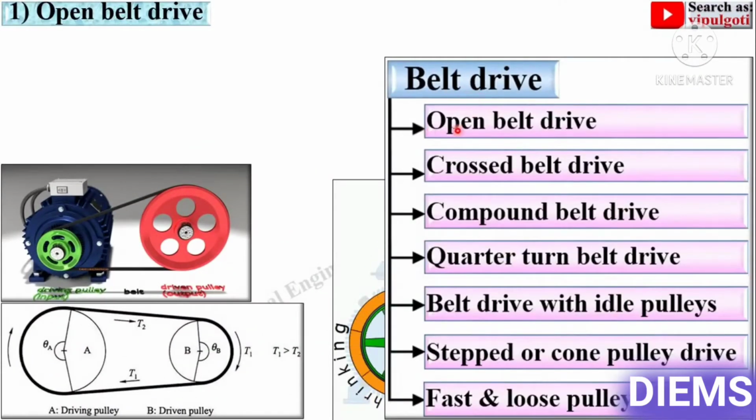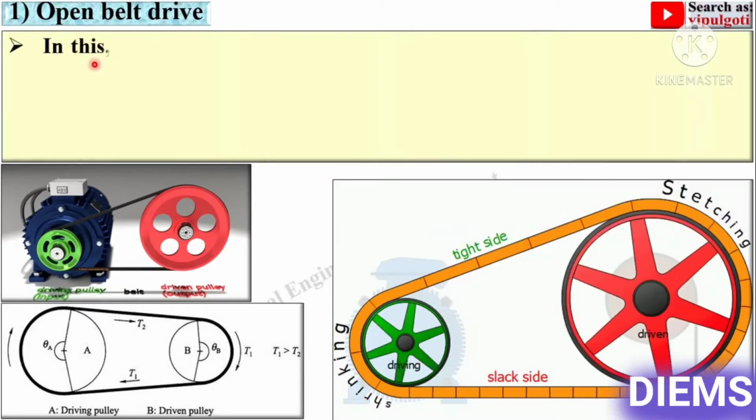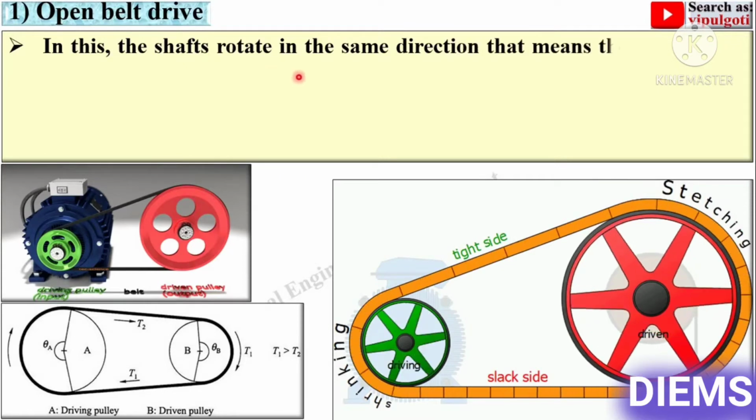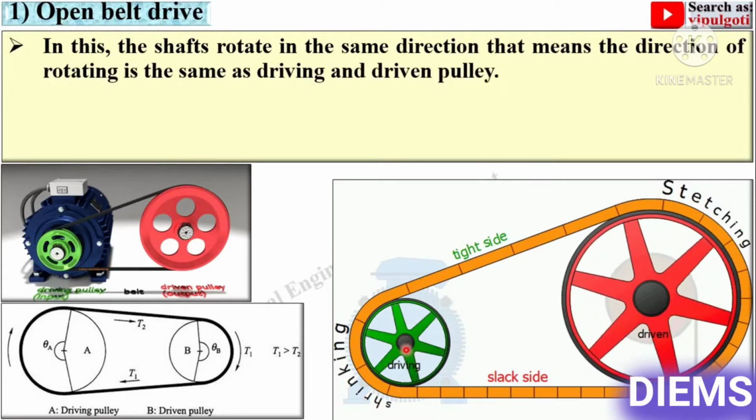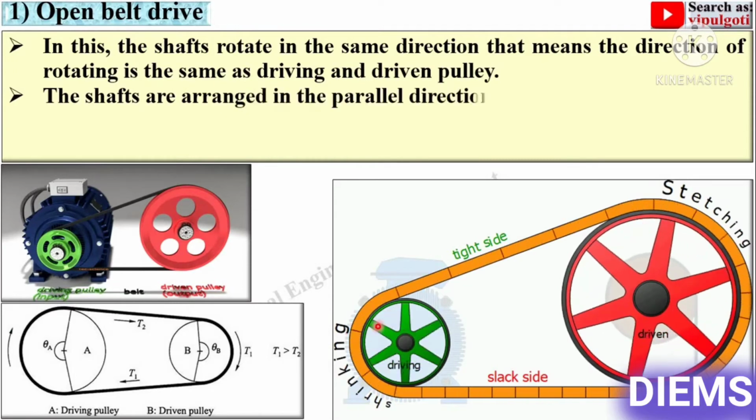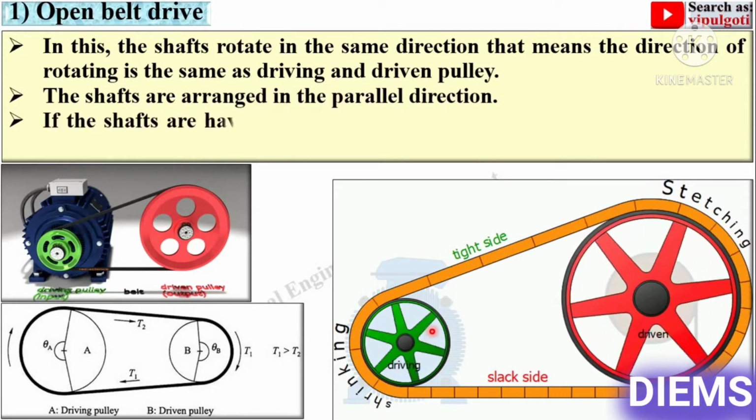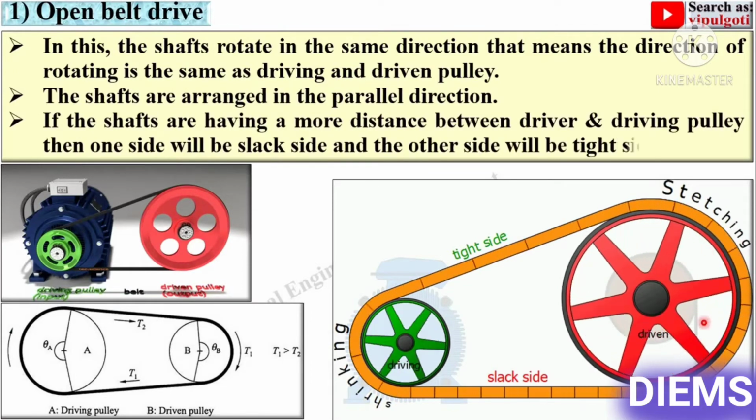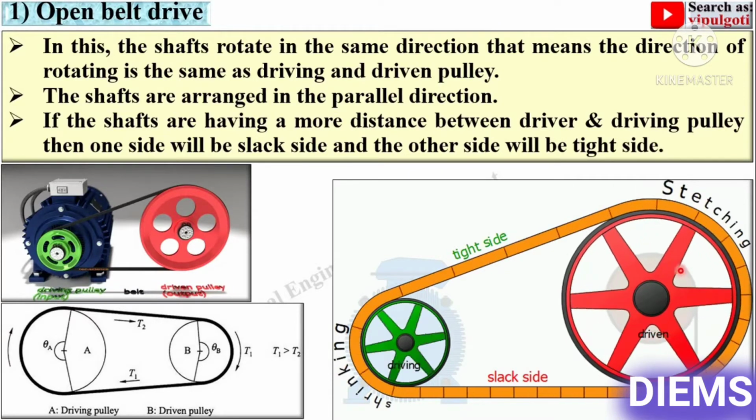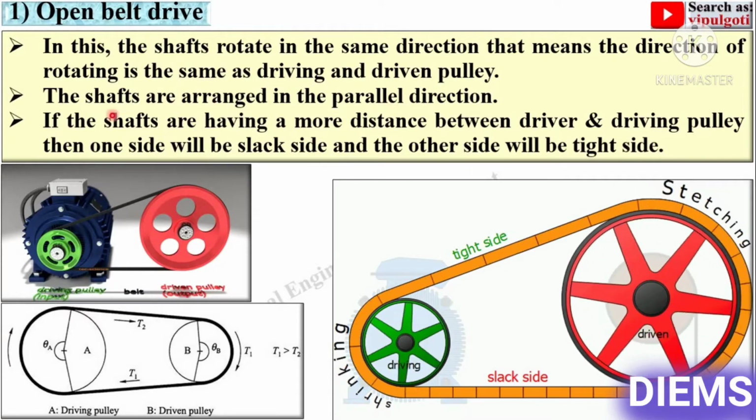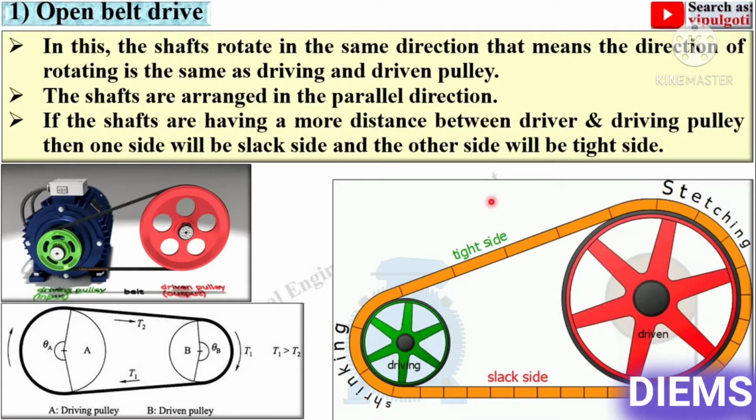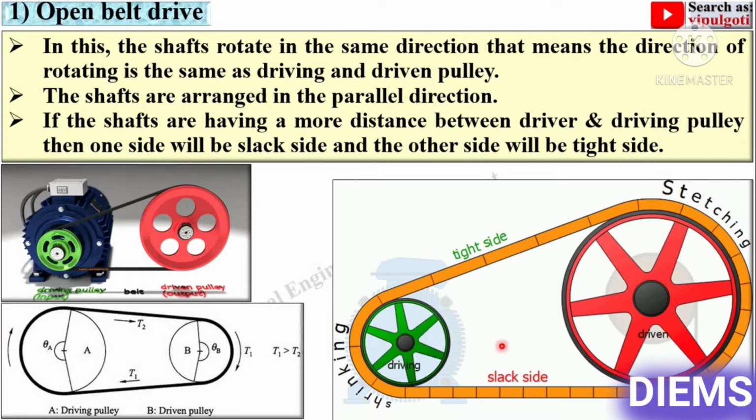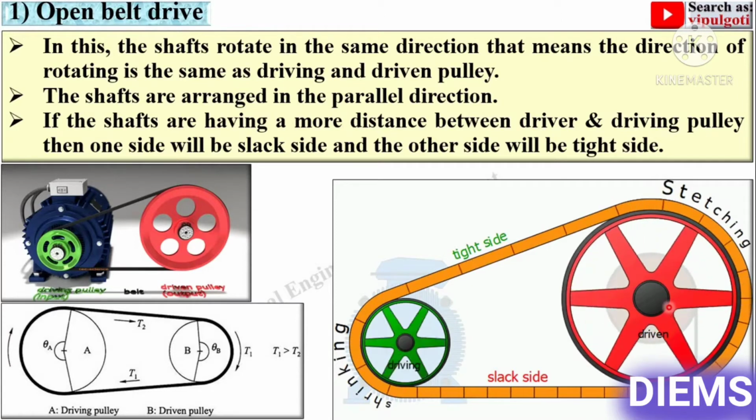Now let's start with the first, open belt drive. In this the shafts rotate in the same direction. Here you can see the driving shaft is rotating in anti-clockwise direction, so the driven shaft is also rotating in anti-clockwise direction. The shafts are arranged in the parallel direction. Here you can see both the shafts are parallel to each other.